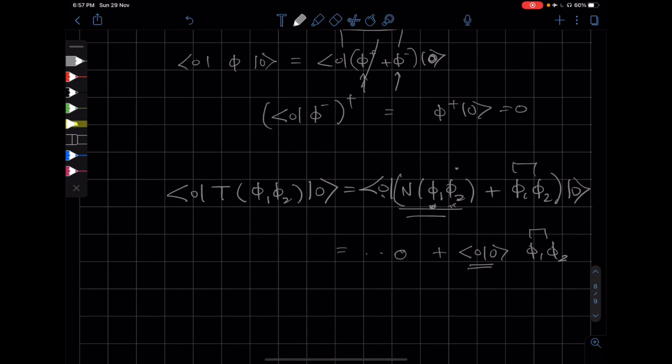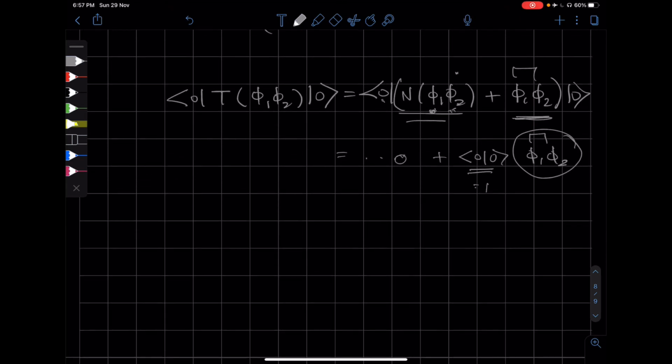The contraction between phi 1 and phi 2 is a function. It's not an operator, so we can pull this out of the inner product, and this is just 1. So therefore, this is going to be equal to the Feynman propagator.